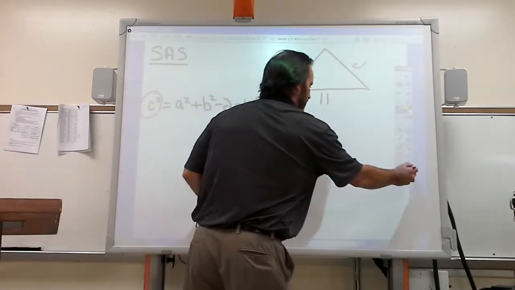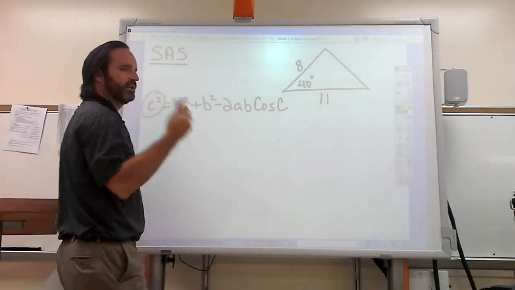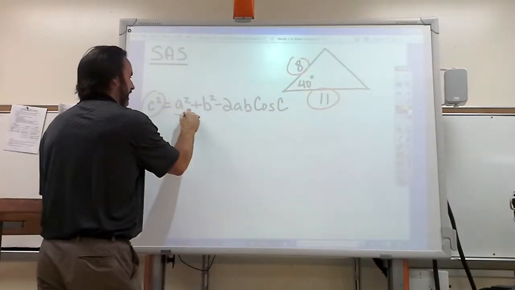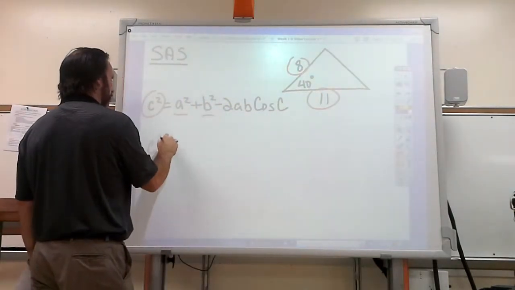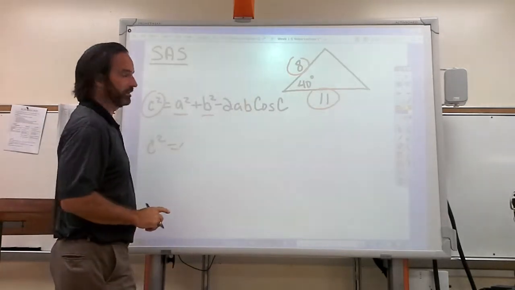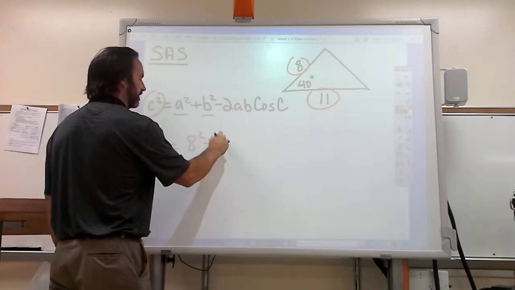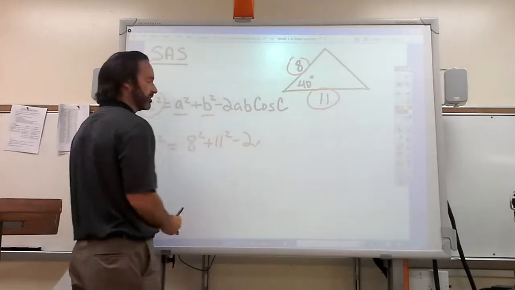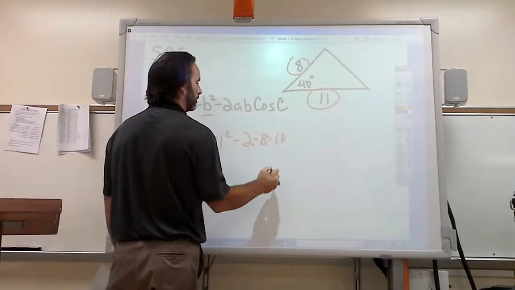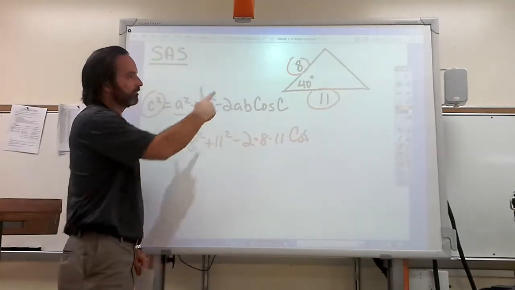Okay? So let's go ahead. We don't know c squared. We only know 2 sides, right? We've got 8 and 11. Guess where they go? Right here. 8 and 11. So c squared equals, or x squared, I don't care. It's just that side opposite 40. C squared equals 8 squared plus 11 squared minus 2 times, guess what? 8 and 11. Times 8 times 11 times the cosine of, and this time we know, 40 degrees.